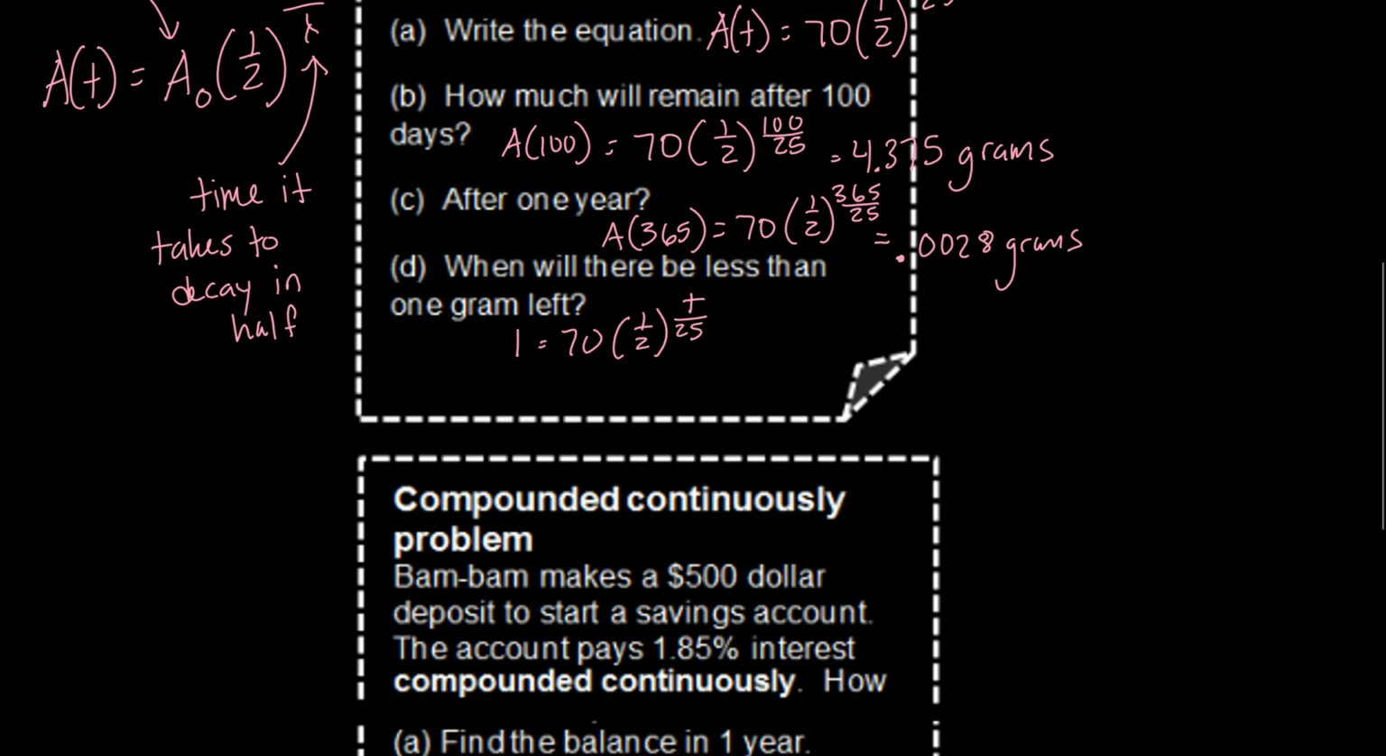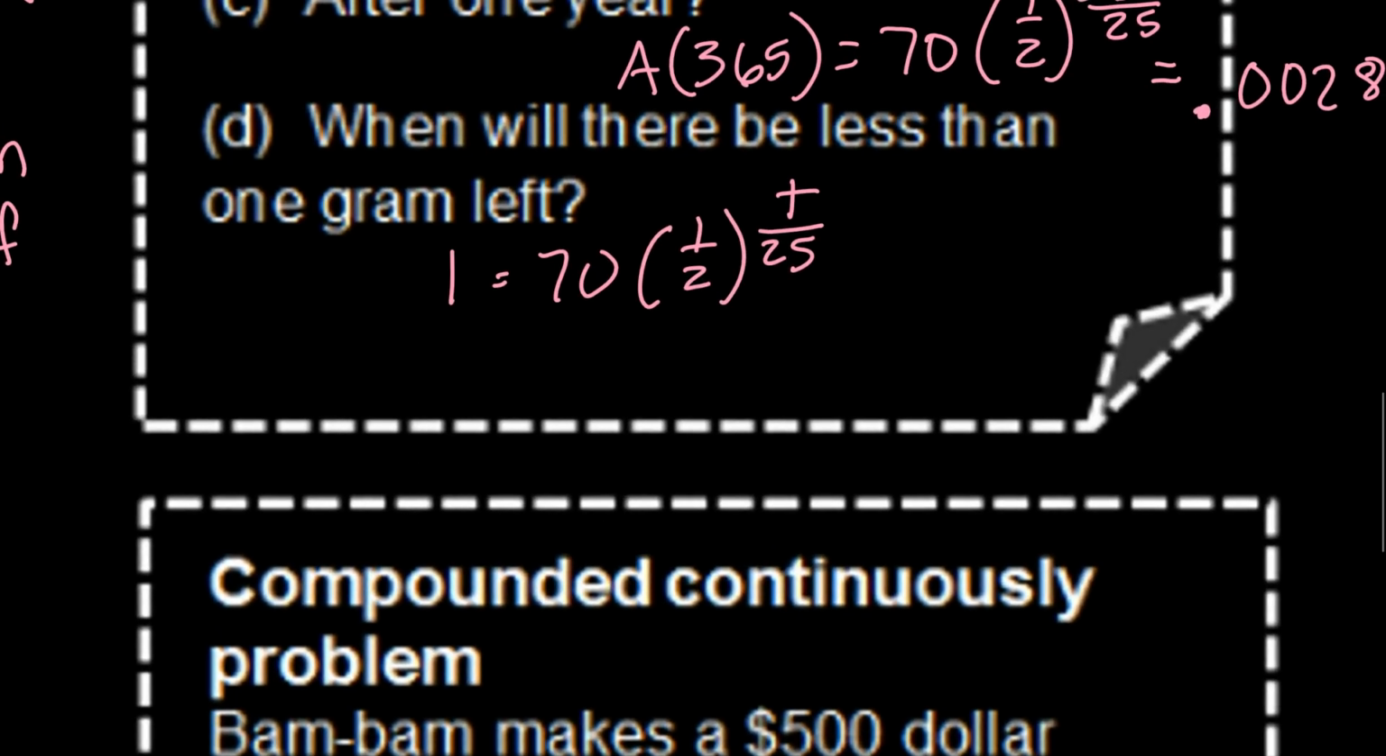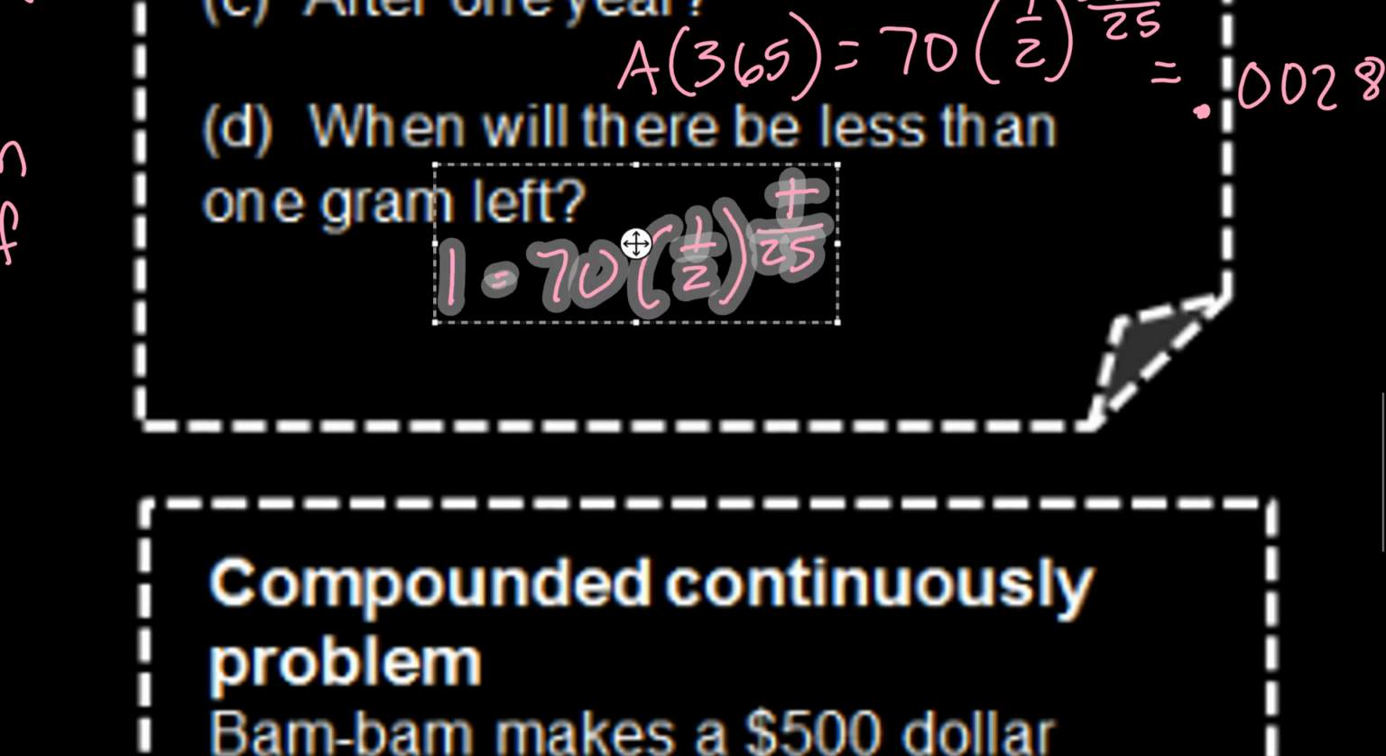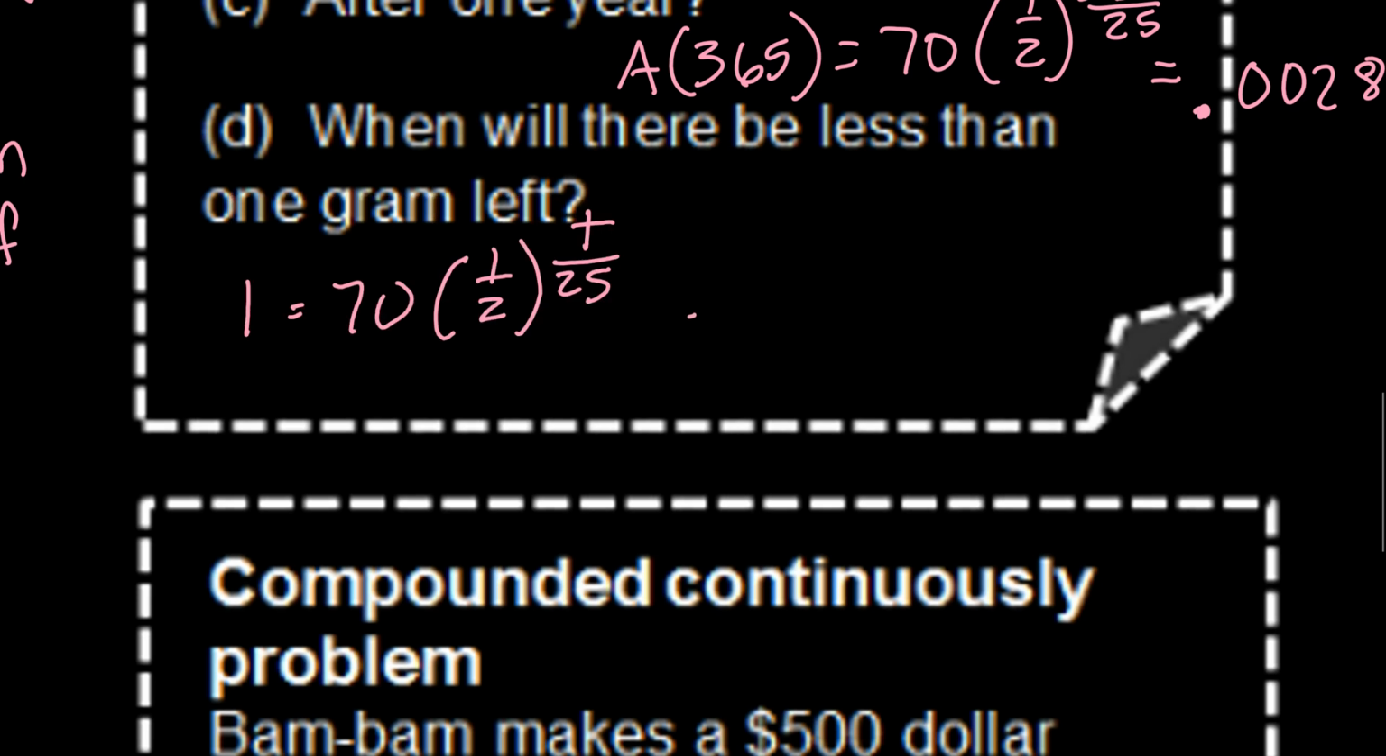So, how do I get a variable out of an exponent? You log roll. Can I immediately log roll here? No, why not? Because of the 70. Your exponential term is not by itself. So what do I do first? Divide by 70. So I divide by 70. So I have 1 over 70 is equal to 1/2 raised to the power of t over 25.